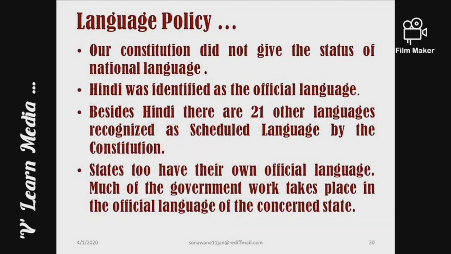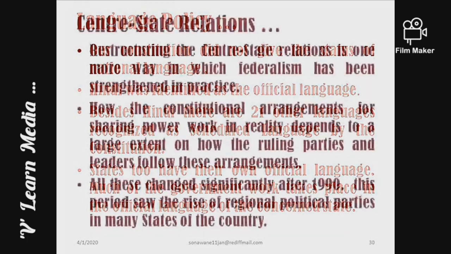Language policy. Our constitution did not give the status of national language. Hindi was identified as the official language. Besides Hindi, there are 21 other languages recognized as scheduled languages by the Constitution. States too have their own official language. Much of the government work takes place in the official language of the concerned state.